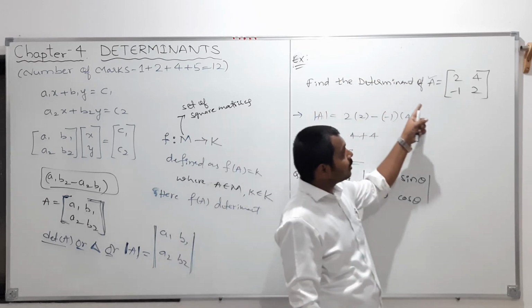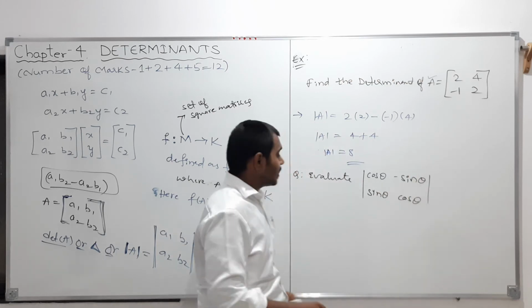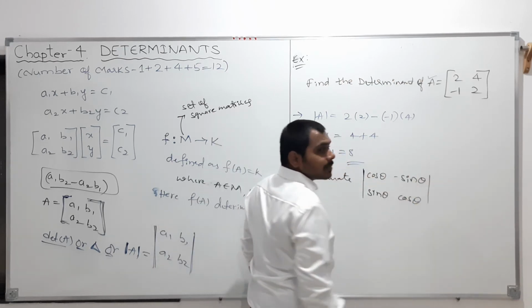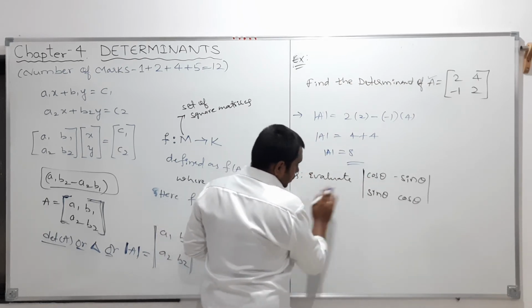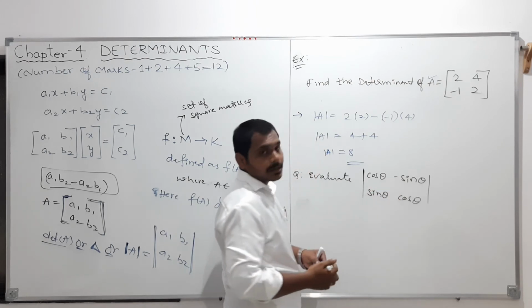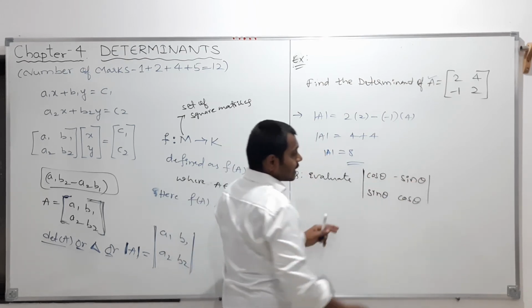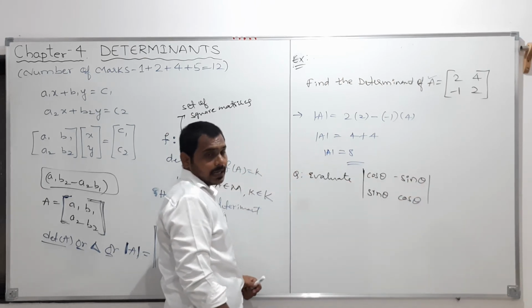They ask you to evaluate, and they did not say find the determinant of A. They did not give the question like that. Directly they give you: evaluate. This denotes the determinant value. So directly you can understand that the question asks you to find the determinant value, because they give it to you inside these vertical lines. So I will find the determinant value.